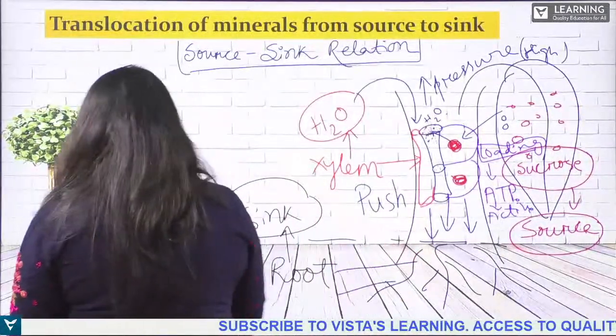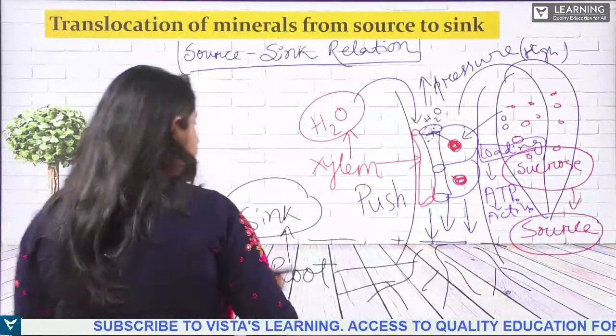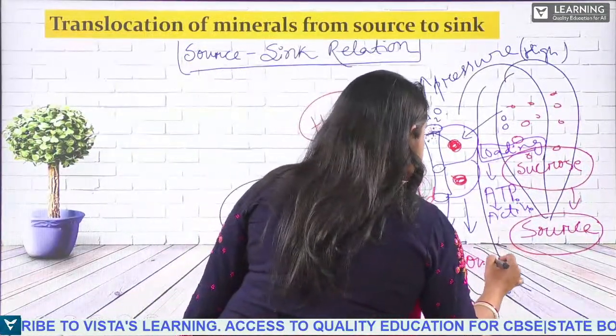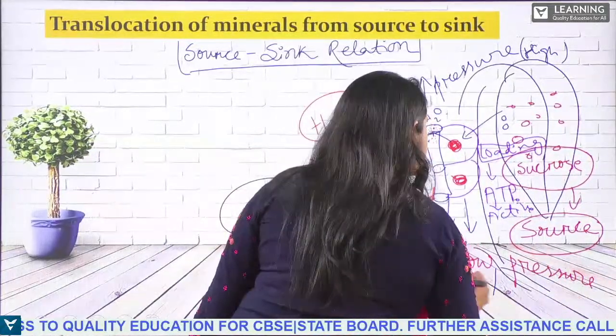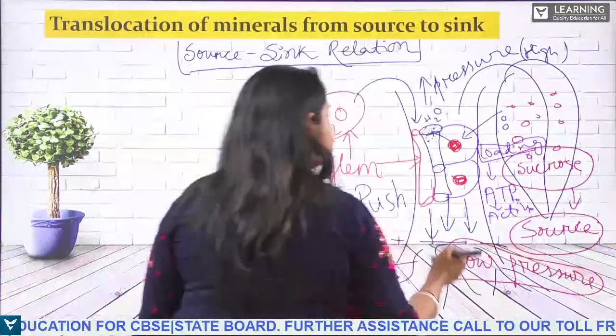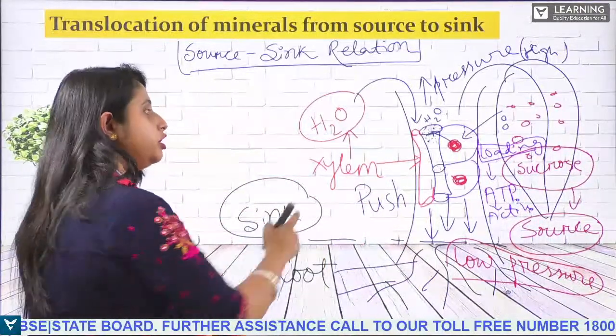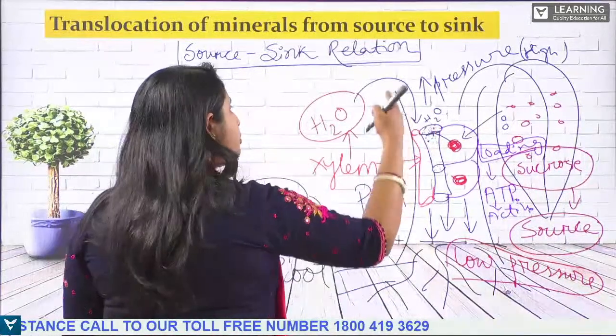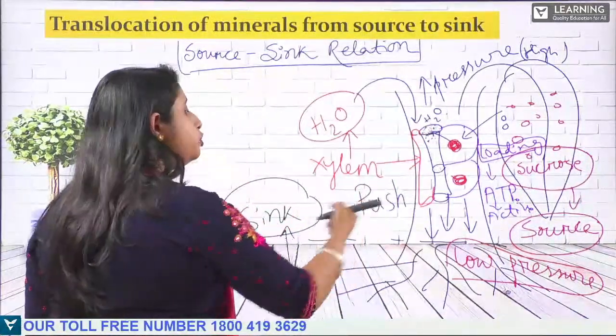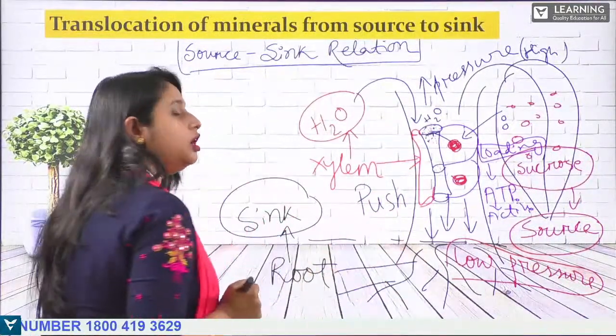So here it is having what? It is having the low pressure here. Here it is having what? Low pressure. So because of this movement of the water from the xylem to the sieve tube, what happens? High pressure develops and it pushes the sucrose to the roots.